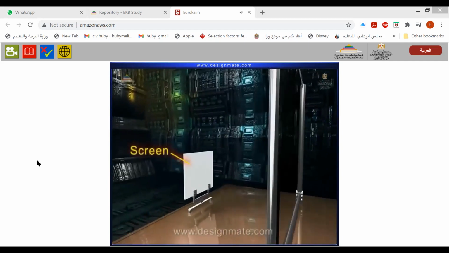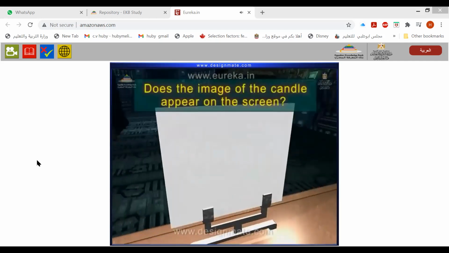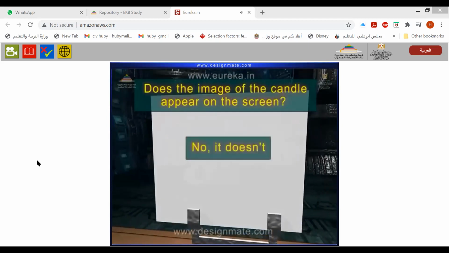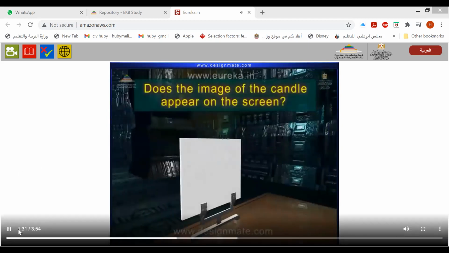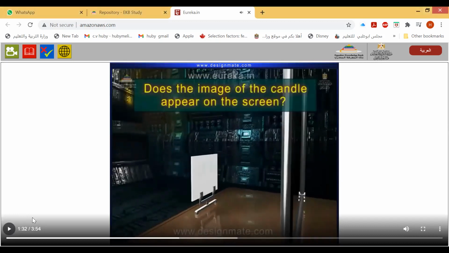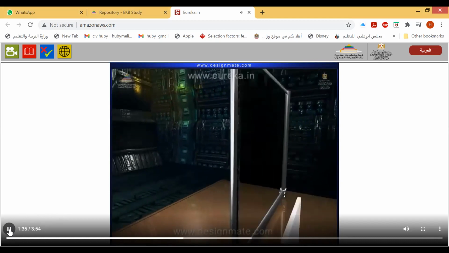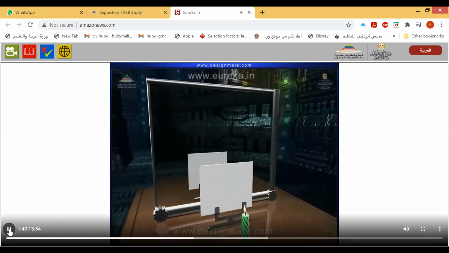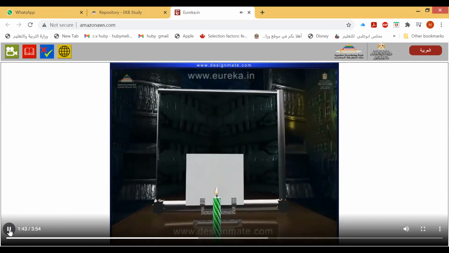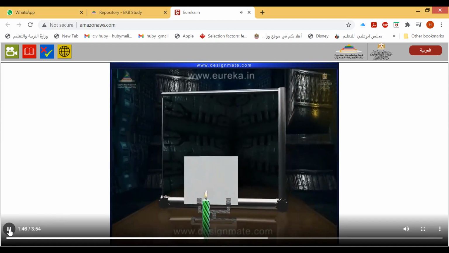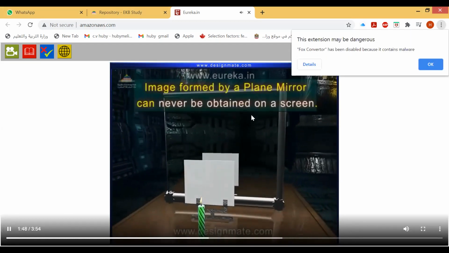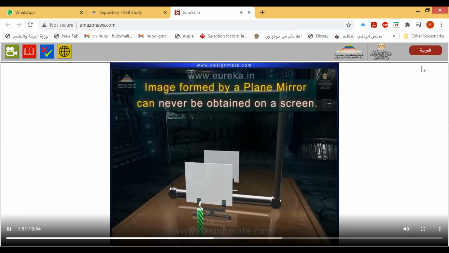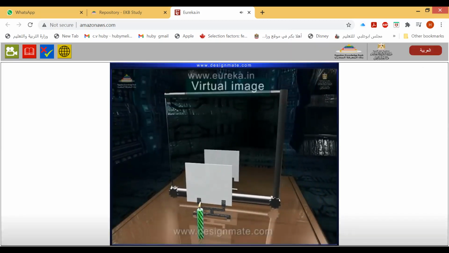Place a screen behind the mirror. Does the image of the candle appear on the screen? No, it doesn't. We are now studying the properties of the image formed by a plane mirror. Let's continue. Now, place the screen between the mirror and the candle. Does the image of the candle appear on the screen this time? Even this time, the image of the candle does not appear on the screen. Hence, the image formed by a plane mirror can never be obtained on a screen. Such an image is called a virtual image.